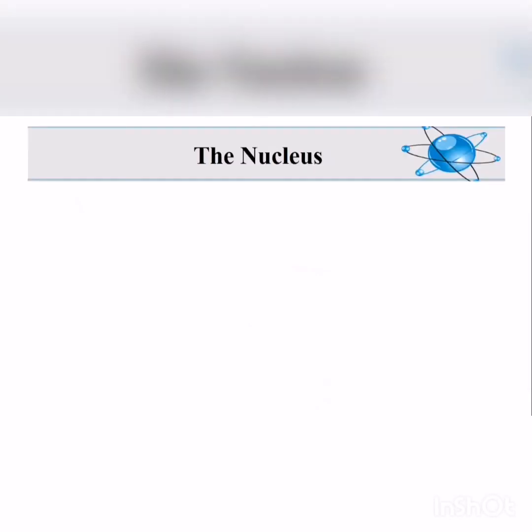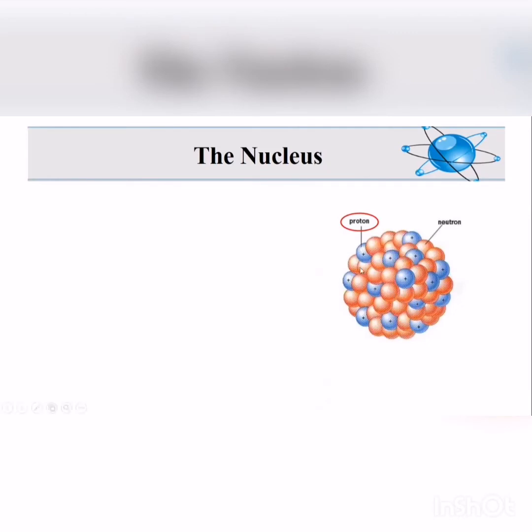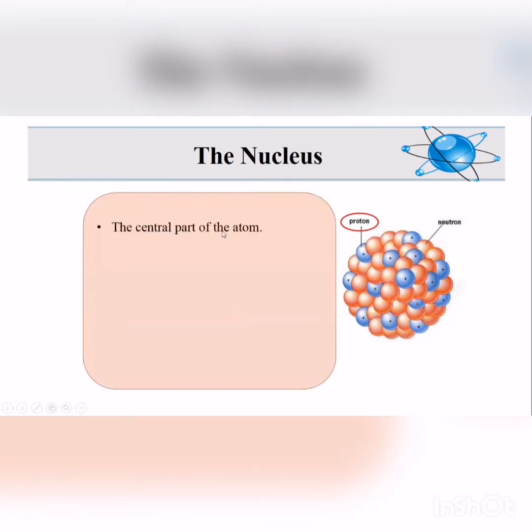Now, the nucleus. This is our nucleus. We have two elements, the proton and the neutron. Protons are the blue spheres, and the neutrons are the red ones. The nucleus is in the central part of the atom. It is made up of nucleons. These are the nucleons, proton or neutron. One nucleon is a proton or a neutron.